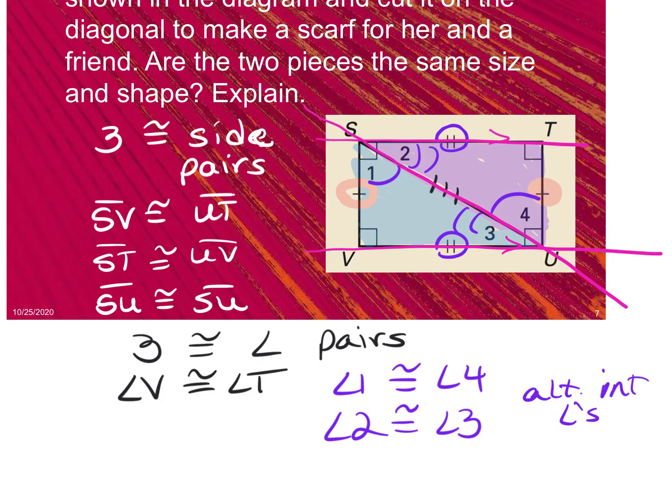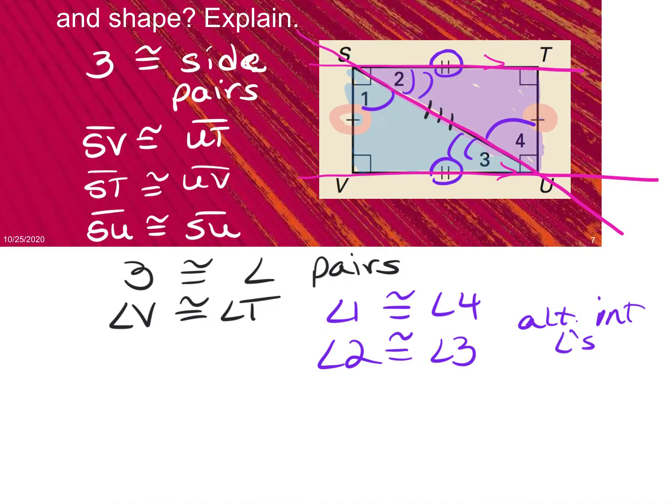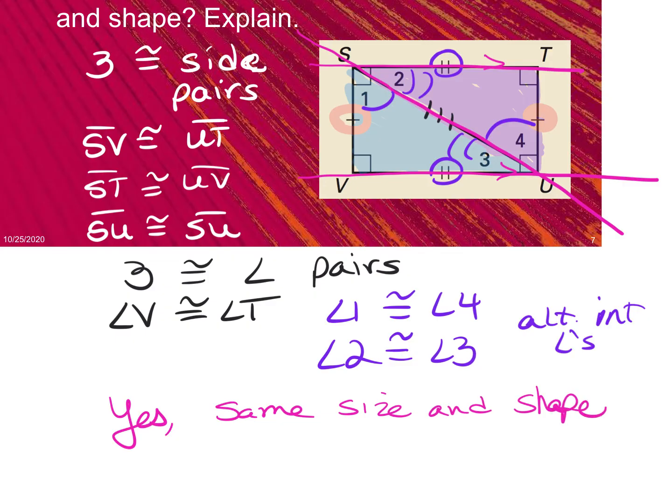So now that I've shown that all three angles have a corresponding congruent pair, I can say yes, these two triangles have the same size and shape because they are congruent triangles. I've shown all 6 pieces have a corresponding congruent match.